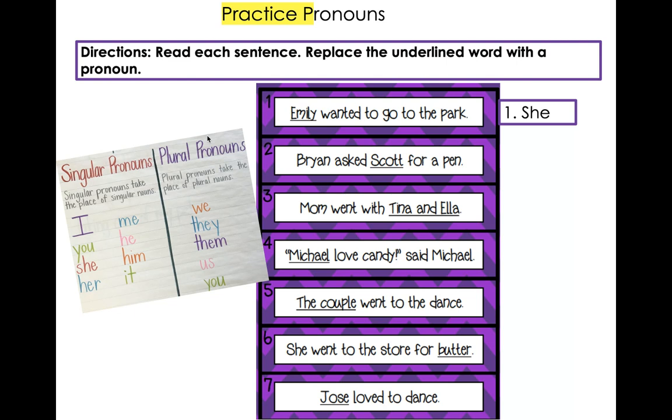And you can look for the pronoun that goes with the person, boy or girl, and you could try them. Brian asked he for a pen. Well, that doesn't really make sense. So you try him. Brian asked him for a pen. Mom went with Tina and Ella. So now I have two people, not just one that's underlined. So it's a plural noun. And I have to think, Mom went with we, Mom went with they, Mom went with them.